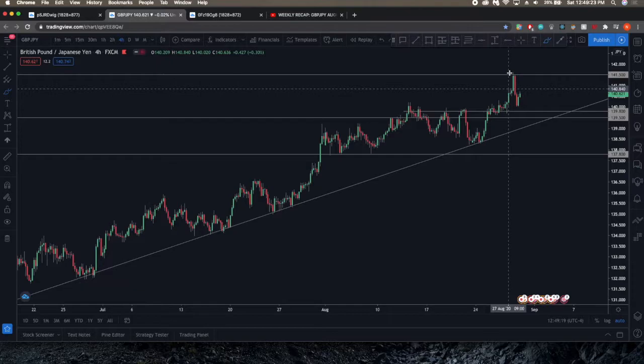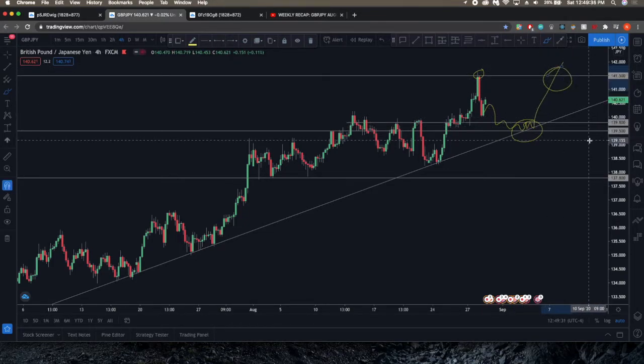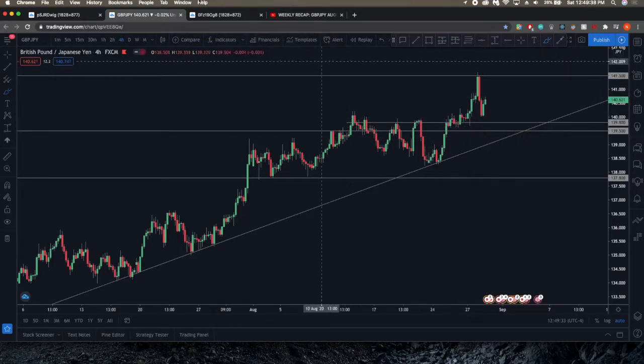So we did have an intraday high made here, right? But now we need to create a higher low. So it's possible we come down to this area, start consolidating, tap the trend line, and then have a bullish move up. But we're just gonna have to watch and see what happens.